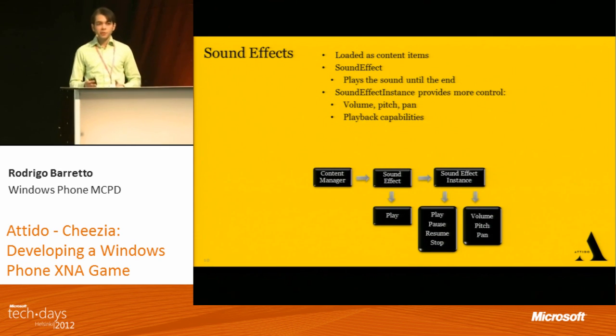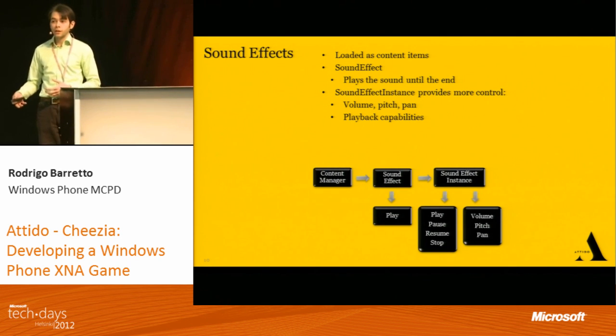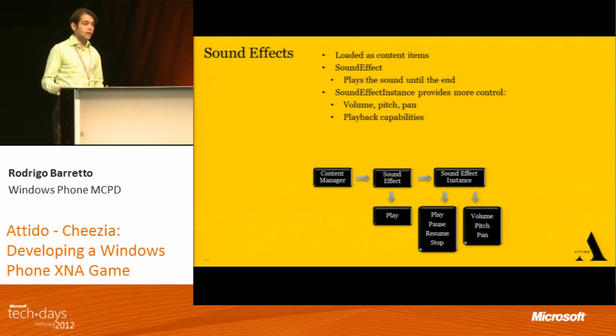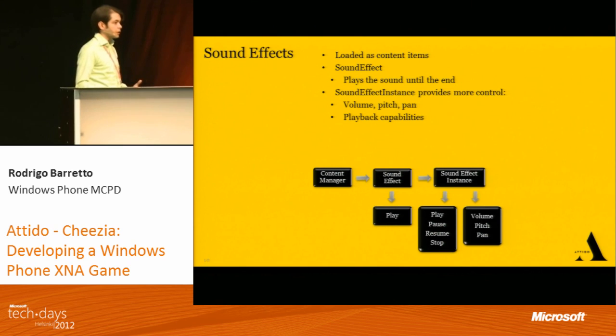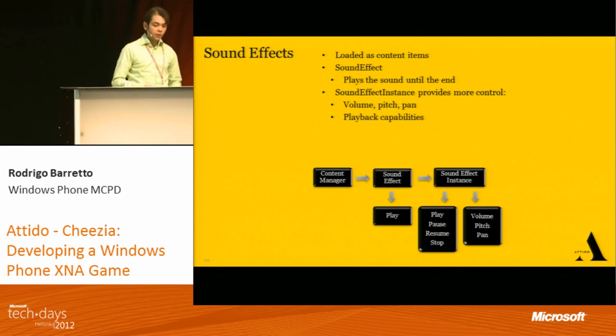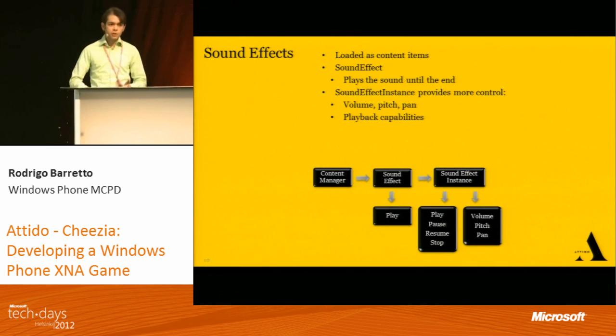The basic difference between these two is that when you have a sound effect and you call its Play method, it's just going to play the sound until the end. You don't have any more control over it. But if you have the sound effect instance, you do have more control over your sound. So you can change the volume, the pitch, the pan. So maybe if the actual character is a bit more to the right, you can make the sound go a bit more to the right.